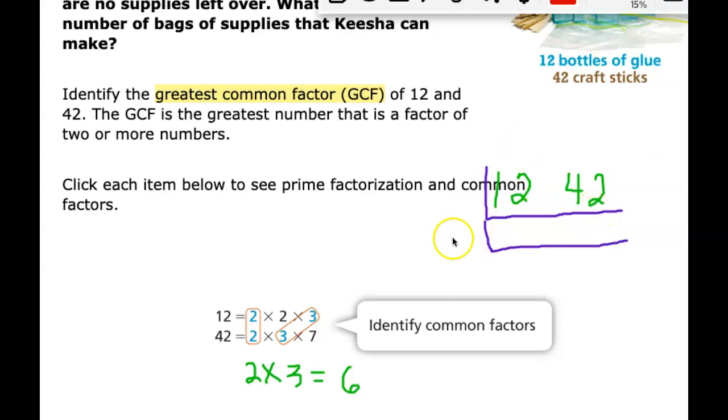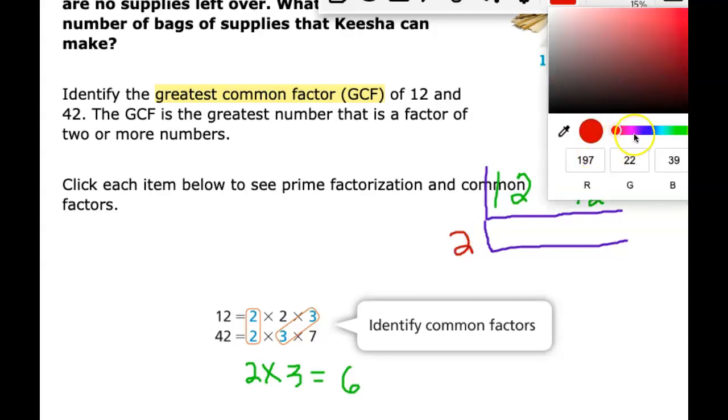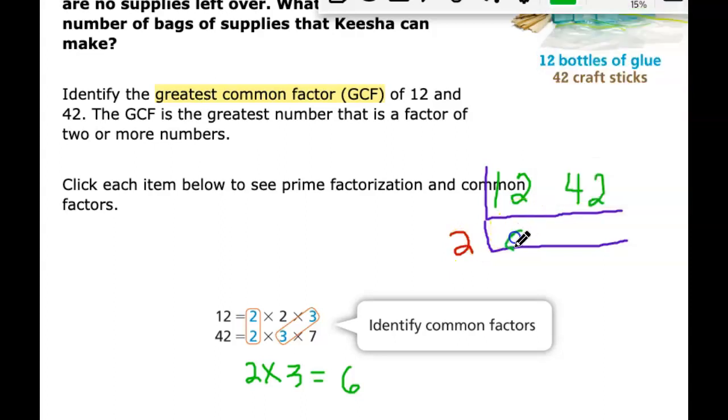Shin said 2. All right, so I'll put 2 on this side. With that said, I could divide, I'll go back to green. 12 divided by 2 gives you 6. And then 42 divided by 2 gives you what? What's 42 divided by 2? 21, you said.